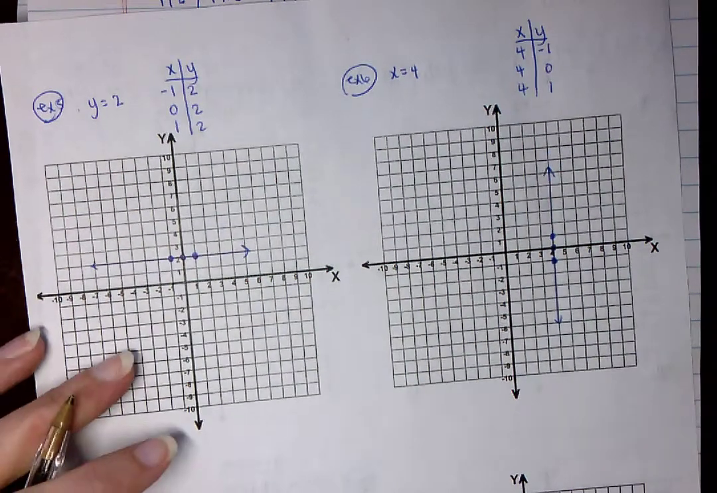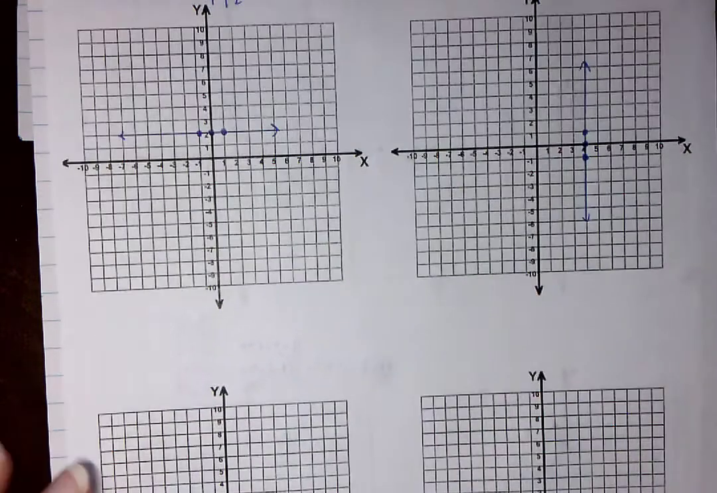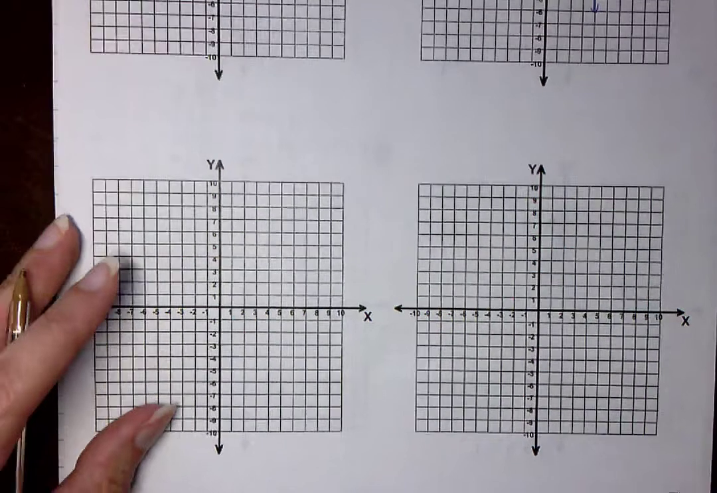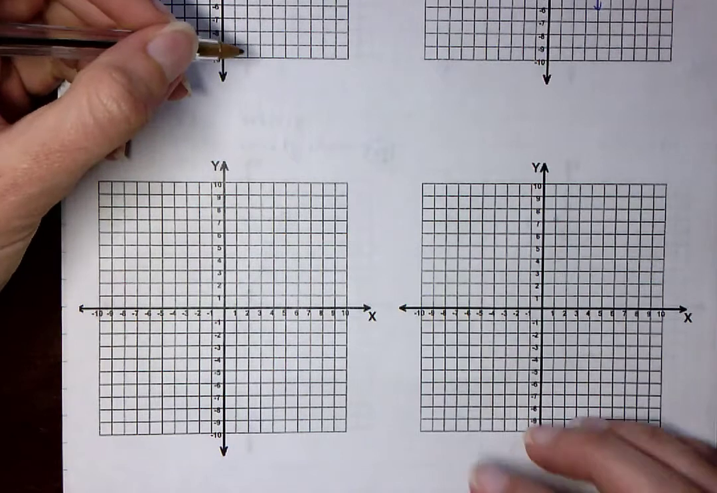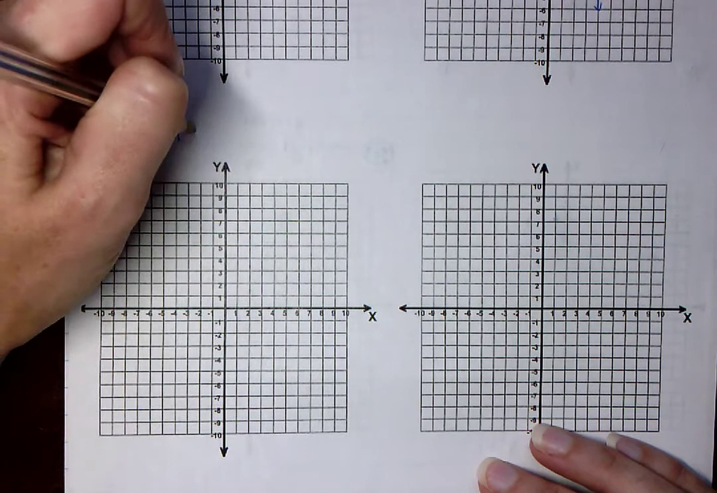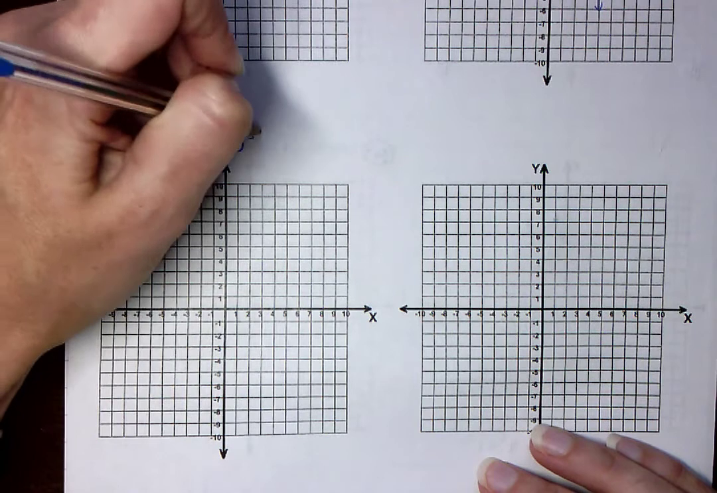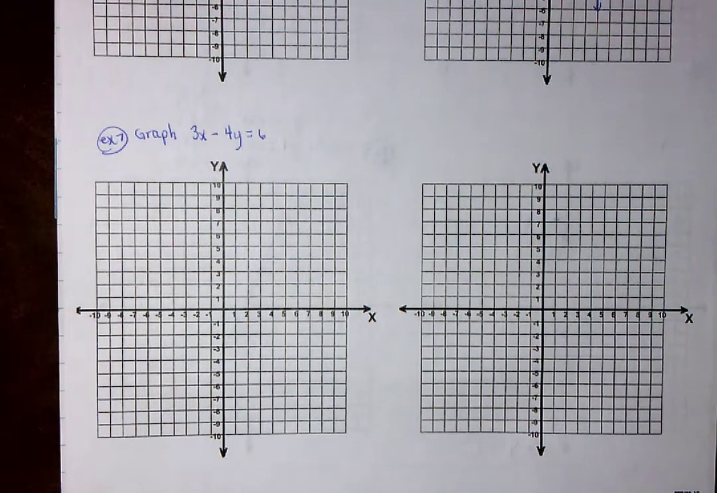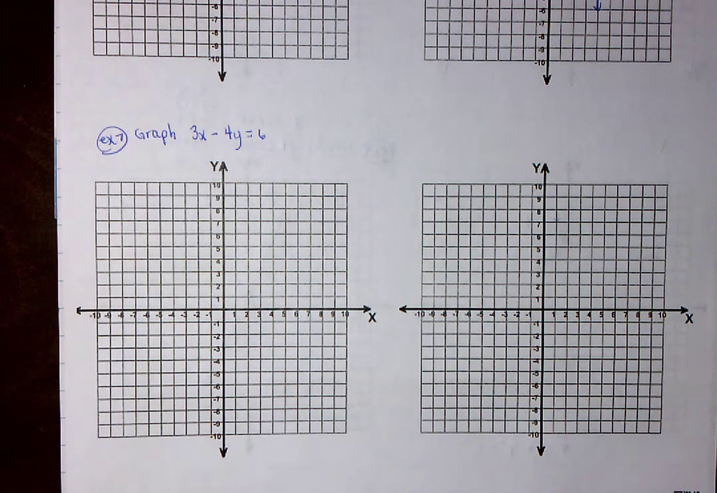The final thing that they want to show you is you could graph a line using intercepts. And so I'll show you that, and then we'll be done with this particular lesson. So example 7, it says use intercepts to graph 3x minus 4y equals 6.